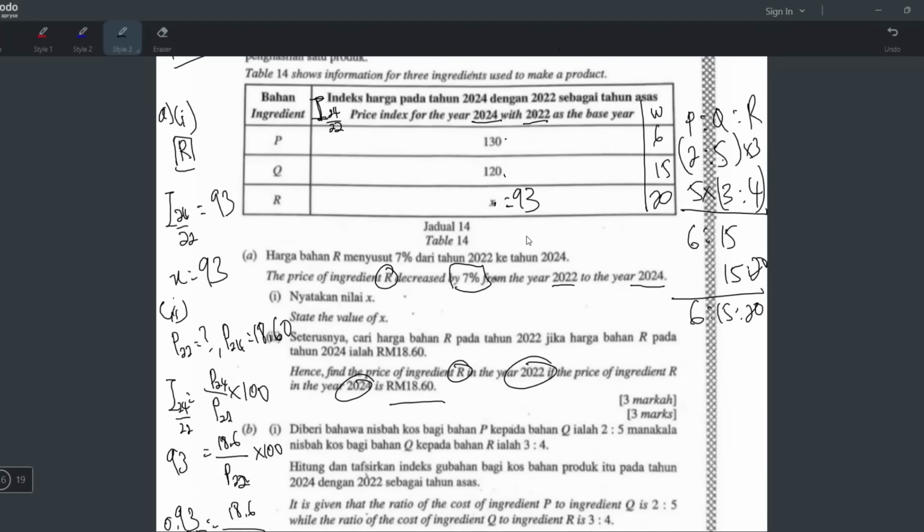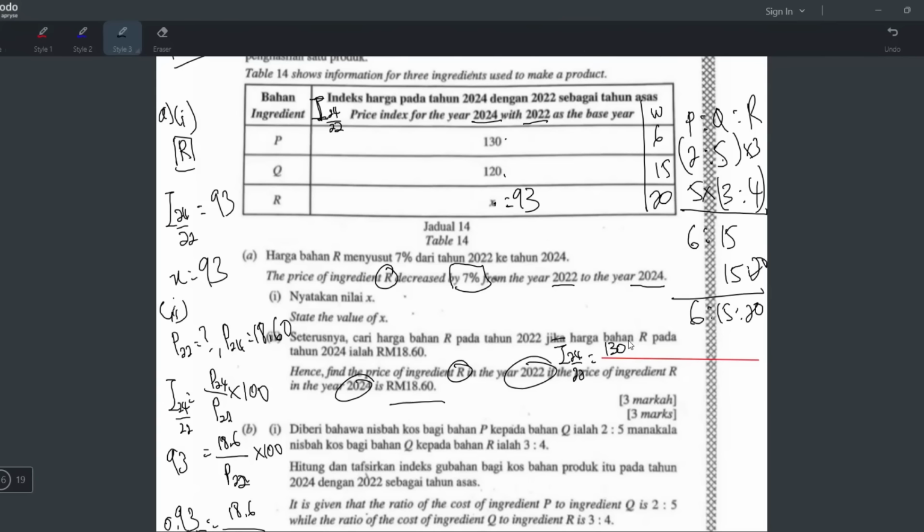Now with all this, now you can find out the composite index. So the composite index they want is also for year 24 over 22. So I will make one long line like that, and then calculate. Okay, the formula for composite index is you take the price index times with the weightage.